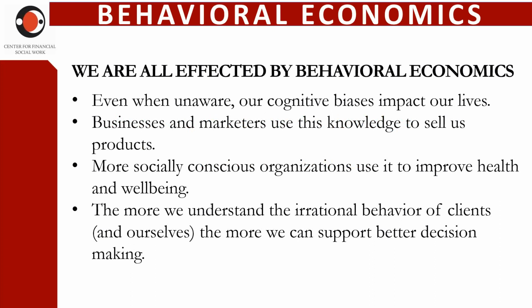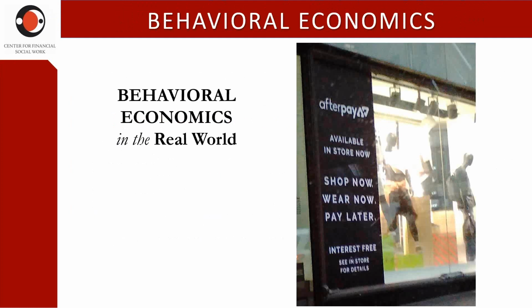An example of a socially conscious organization would be a cafeteria placing the healthy foods, the fruits and vegetables, at the front of the line instead of the desserts and unhealthy foods at the head of the line. There's lots of research that proves those kinds of nudges, as Dr. Hastram spoke about at the beginning, really make a difference. So the more we understand the irrational behavior of ourselves and our clients, the more we can support better decision making. So, behavioral economics in the real world, you can see outside of this store: shop now, wear now, pay later.